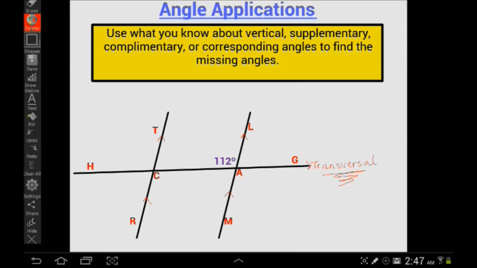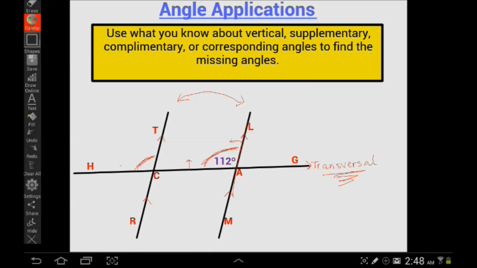Transversal. If you have parallel lines, these two lines are parallel, then corresponding angles will be equal. We call that congruent. Congruent means equal. And 112 degrees corresponds with this angle right here. It's basically in the same spot, kind of a carbon copy of the previous angle right there. It's to the left of this line. So these are in the same spot.